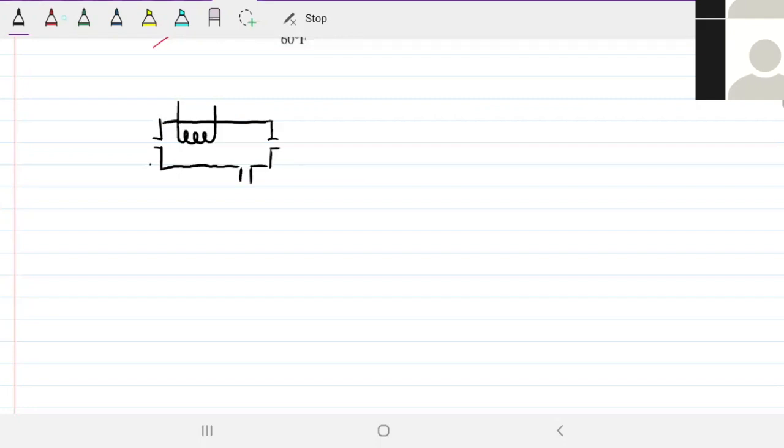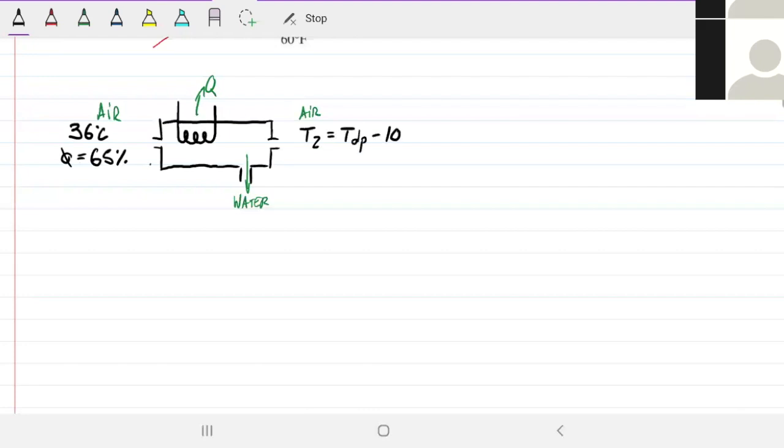What we do know is that we have a certain energy being removed, so we have the Q leaving here. We have water leaving right here. We have air on this end, which is the output of the AC, and we also have air on this end. On this side, we have a temperature of 36 Celsius, and relative humidity of 65%. On the right side, we have a temperature, and I'm going to call this T2. I know T2 is the temperature of the dew point minus 10 Celsius. That's all I know about it. As it goes from this end to this end, it enters at 36 and it leaves at a temperature that is 10 degrees colder than the dew point.